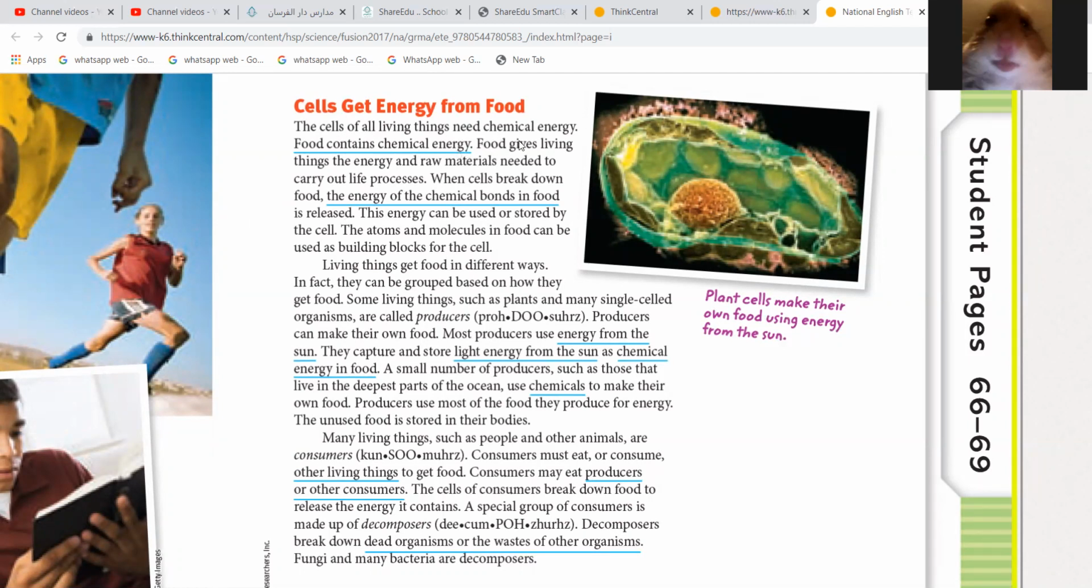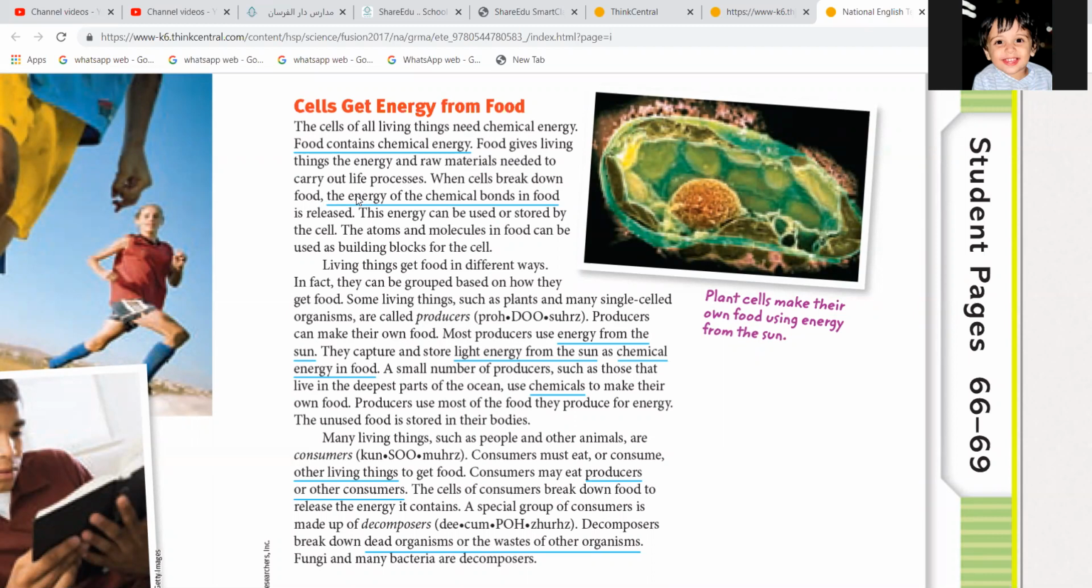Food gives living things the energy and raw material needed to carry out life processes. Whatever food I eat, or an animal eats, what happens? Why does my body need food to carry out life processes? Now, when I eat any food, the cells break down the food.